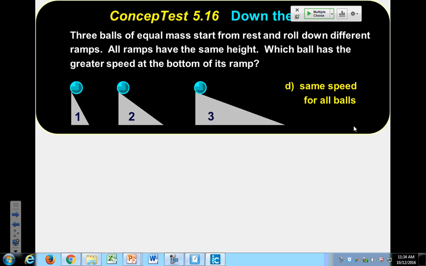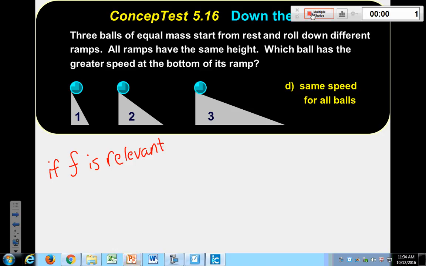Let me ask you another question. Which of them will have the greater speed at the bottom of the ramp if friction is relevant? So the same question, but we're just saying you have a frictional force that is acting on the balls as they go down the ramp. Which one will have the greater speed? If friction is relevant, A, B, C, or do they still have the same speed?